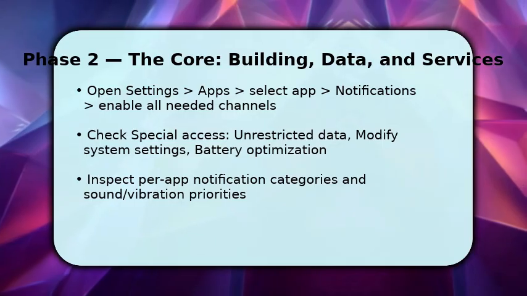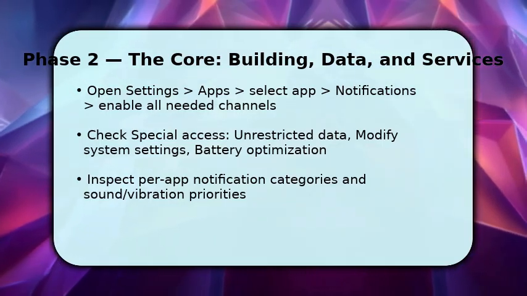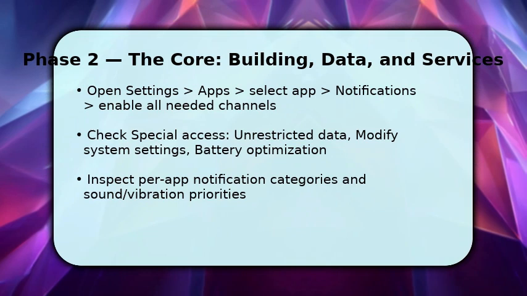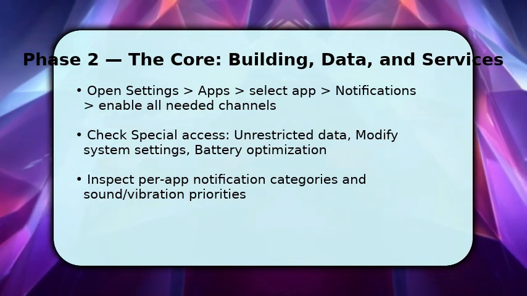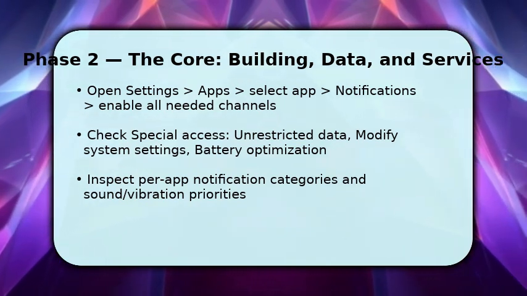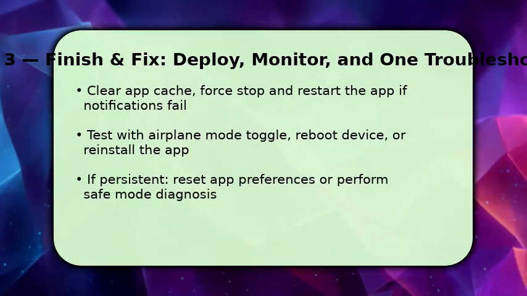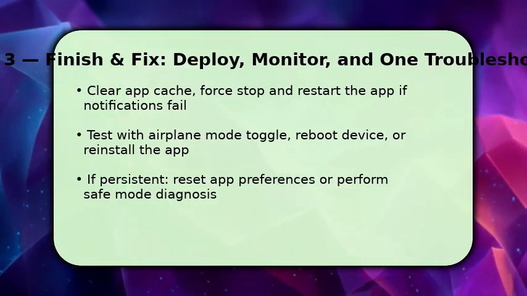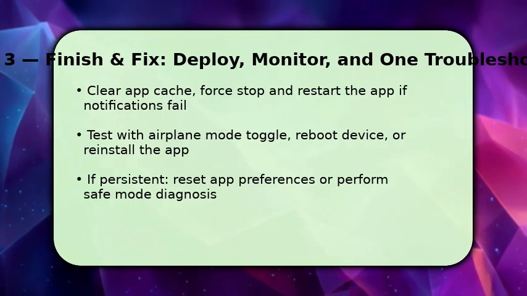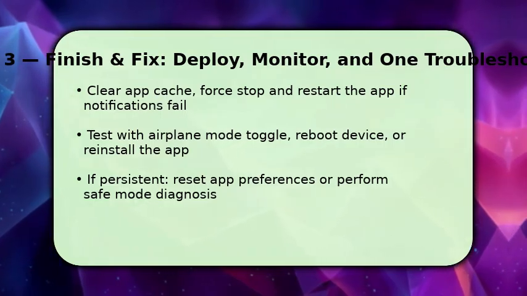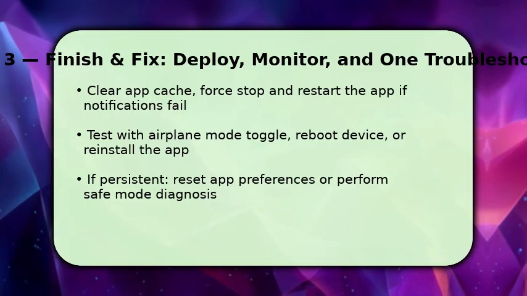Once configured, verify notification styles and lock screen visibility so messages aren't hidden behind privacy filters or low-priority rules. Finish by validating and troubleshooting any remaining issues so notifications reliably arrive. You'll clear the app cache, force stop, then reopen the app to trigger fresh permissions and background processes.